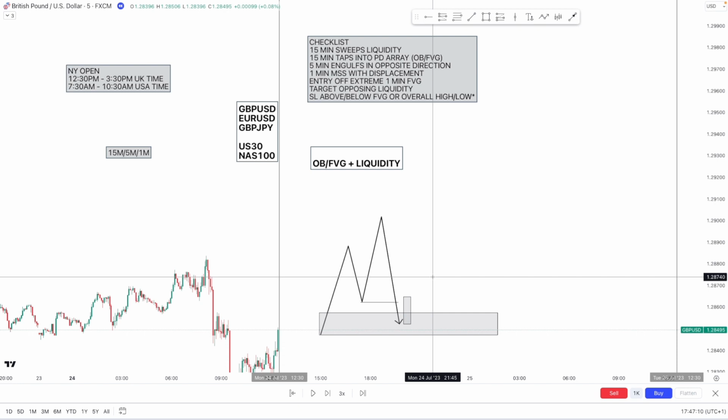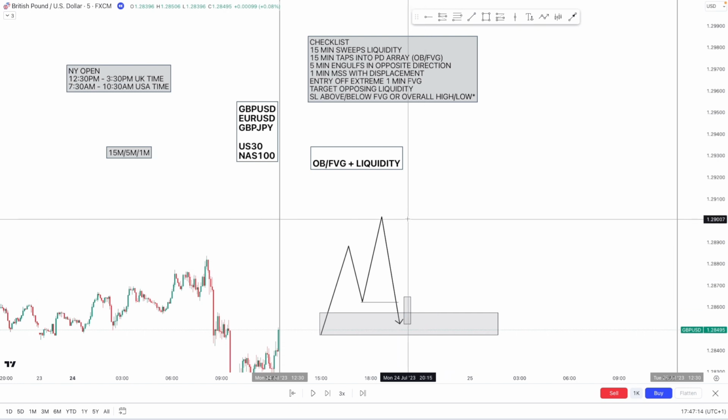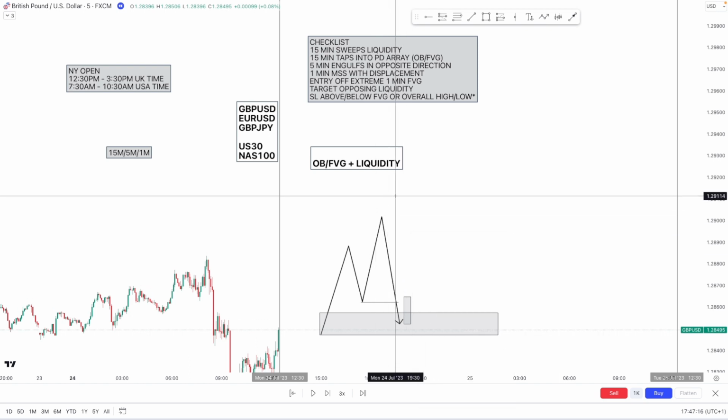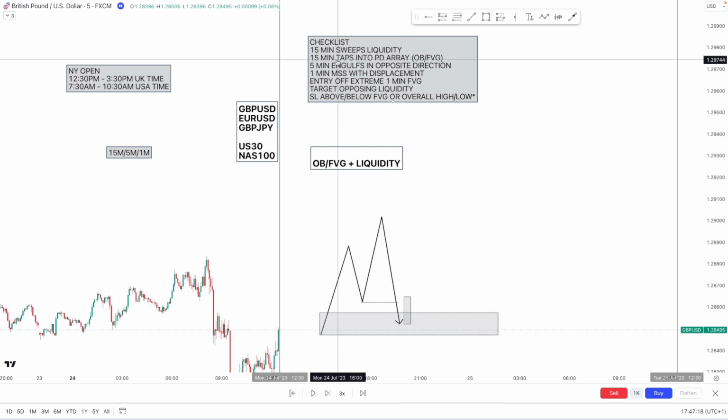If you don't wait for that 5-minute candle to bullish engulf, or bearish engulf, of course, if you're looking for sells, it's not going to be a big win rate. However, if you wait for that to happen, your win rate's going to skyrocket.